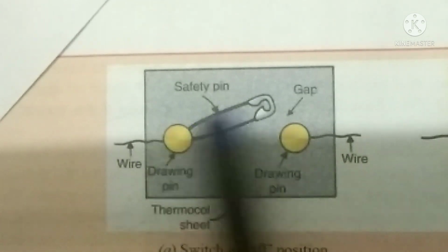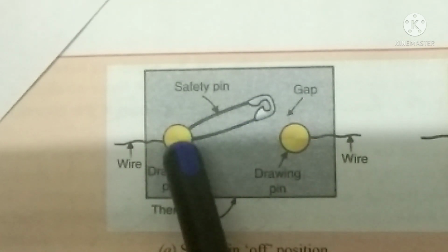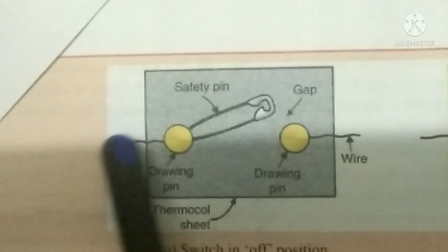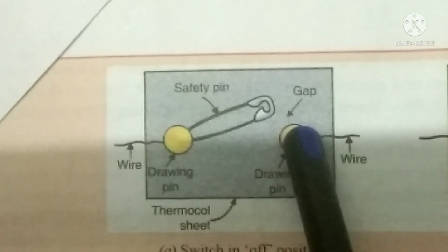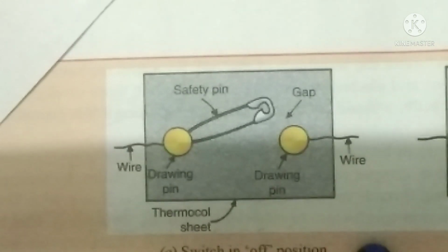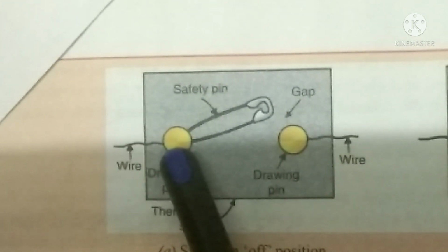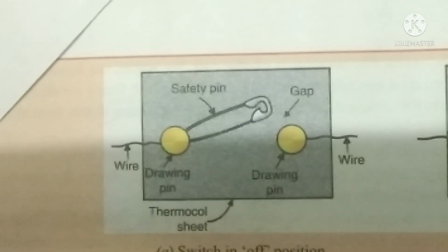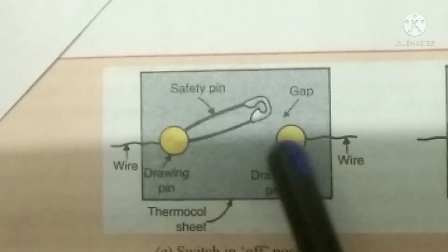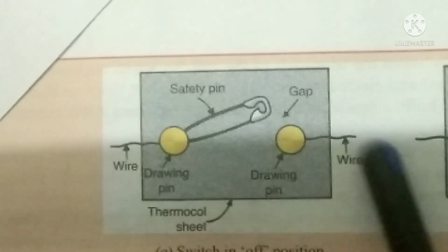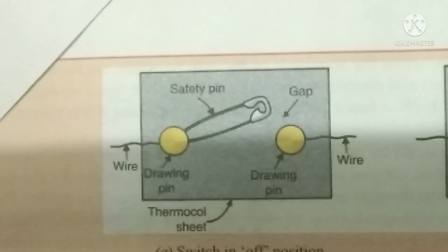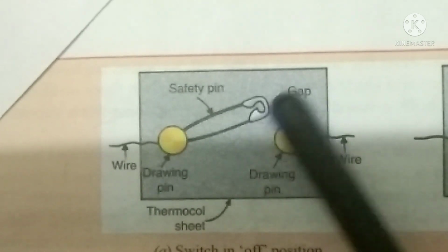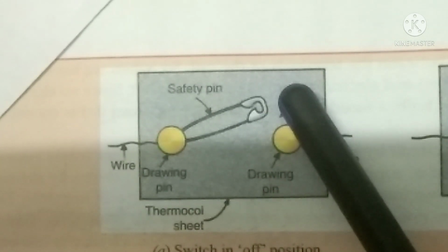Okay, so when you keep it like this, see here there is a drawing pin which is connected to a wire. Here there is another drawing pin which is also connected to a wire. This drawing pin is also connected to a safety pin. It can be anything, it's not compulsory to use a safety pin. It should be a conductor, that's all. Okay, now these two wires should be connected to a source. Now here there is a gap. Okay, that means it is an open circuit.